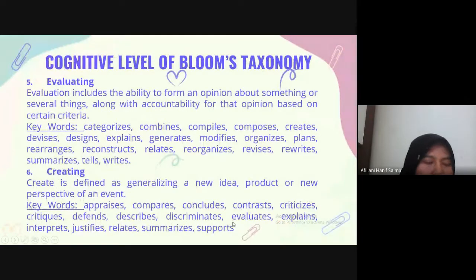Next cognitive level is evaluating. Evaluating includes the ability to form an opinion about something or several things, along with accountability for that opinion based on certain criteria. This ability is expressed by giving an assessment of something. The keywords are categorize, combines, compiles, compose, create, devise, design, and etc.